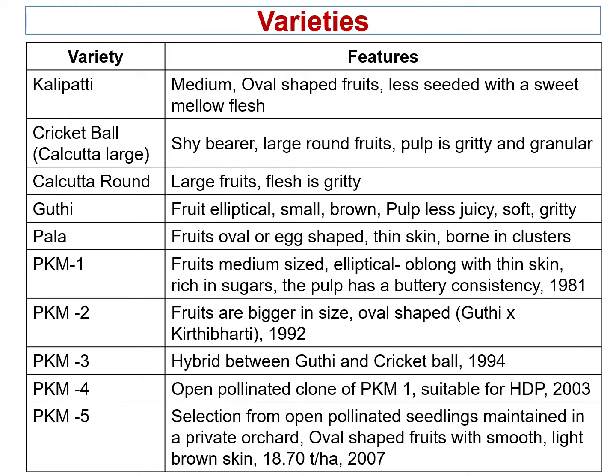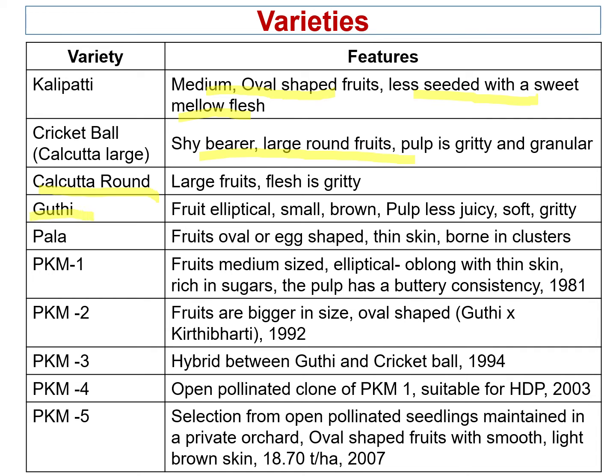Here you can see the various varieties. Kalipatti has medium-sized oval-shaped fruits. This is less seeded with sweet, mellow flesh. Next is Cricket Ball, that is also termed as Calcutta Large. It is a shy bearer. These are large round fruits and the pulp is gritty and granular. Next variety is Calcutta Round. These are large fruits, flesh is gritty.